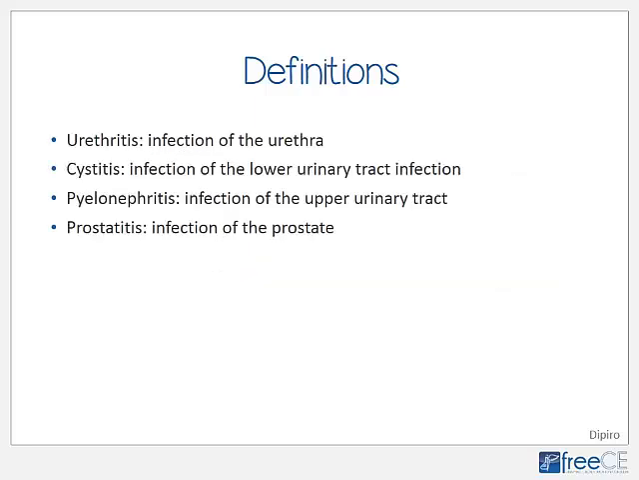I have 4 more definitions on this slide, and this is really just to help us understand that there are differences in the location of infections within the urinary tract. So we can have infections of the lower urinary tract. These are infections of the urethra, or you can have a cystitis. So urethritis and cystitis are infections of the lower urinary tract.